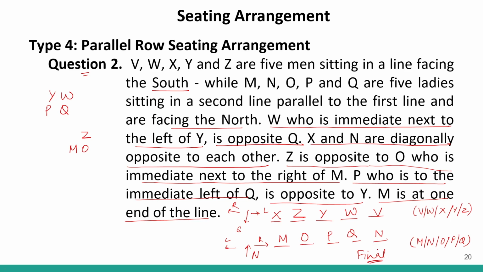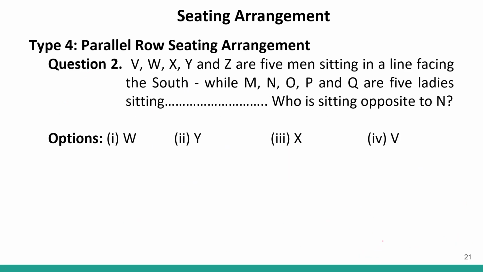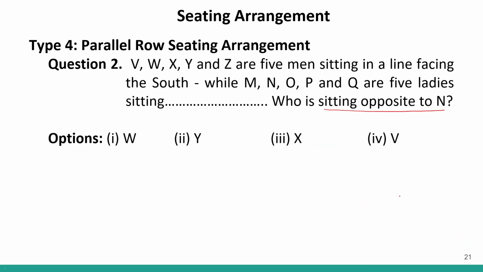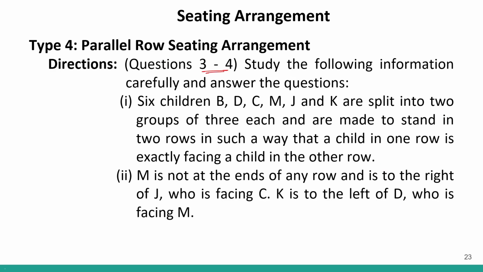Now, let us look at the question. The question asks who is sitting opposite to N. Who is sitting opposite to N? So, opposite to N we have V. So, my answer will be V. So, in options I can see option number 4 V. This will be my answer. Clear? Moving on to question number 3 and 4.